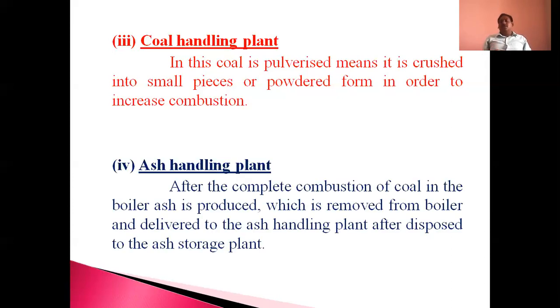Next, ash handling plant. Ash handling plant means when the coal is completely burned in the boiler furnace, ash is produced. If that ash remains in the boiler furnace, further coal is not burned out completely. To avoid that problem, the ash produced from the boiler furnace is removed and delivered to the ash handling plant, and after disposal to the ash storage plants. After this, ash can be used for the preparation of bricks. So this is about the ash handling plant.